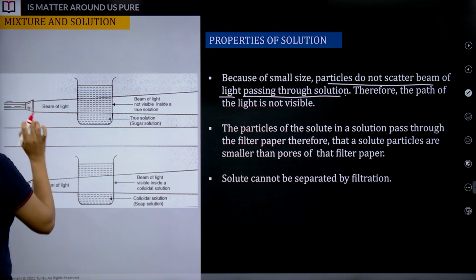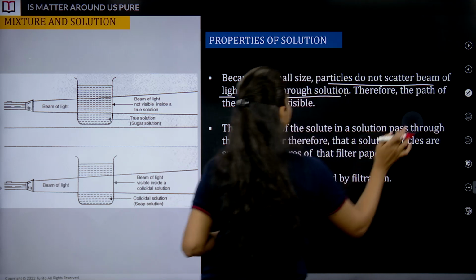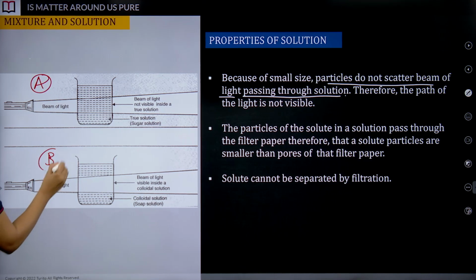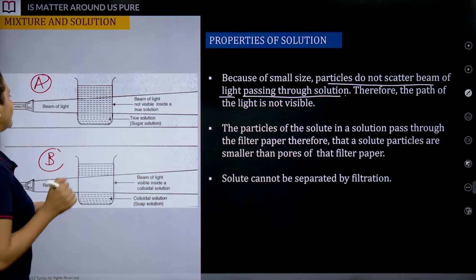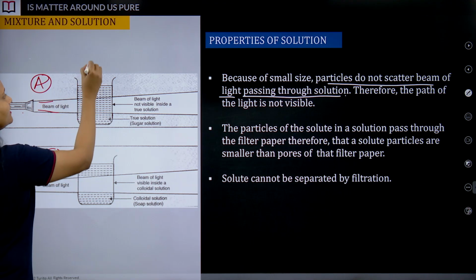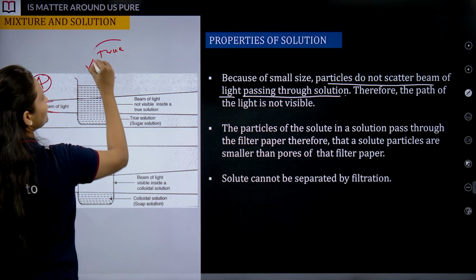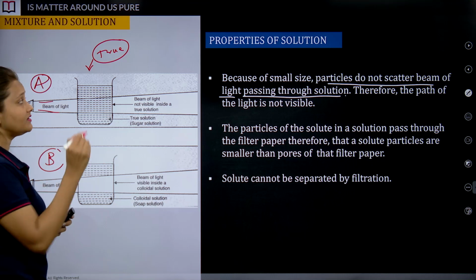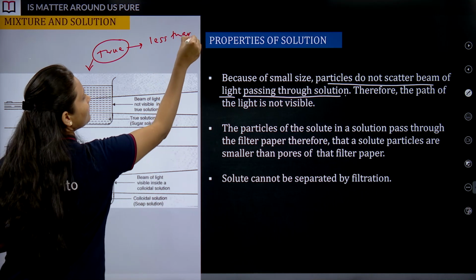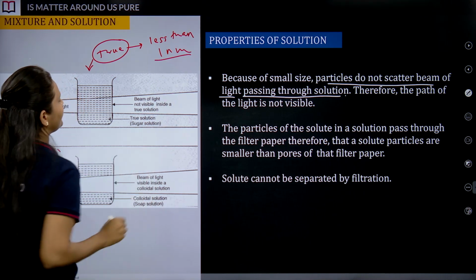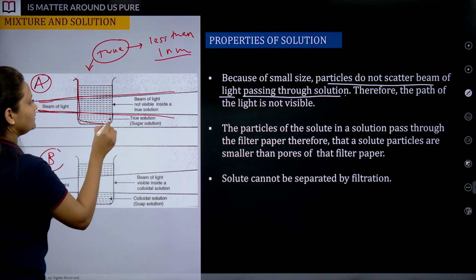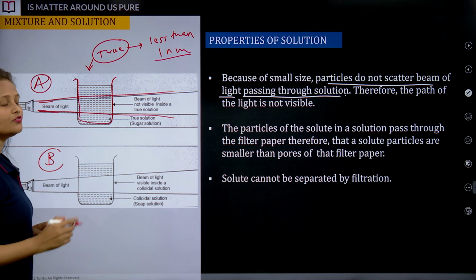Focus on this. This is diagram A, this is B. As of now, just focus on diagram A. This is the torch, and we have focused light on the solution. This is the true kind of solution. The particles have a size of less than 1 nanometer. When we pass a beam of light through this solution, these are the particles. So, what do we see?